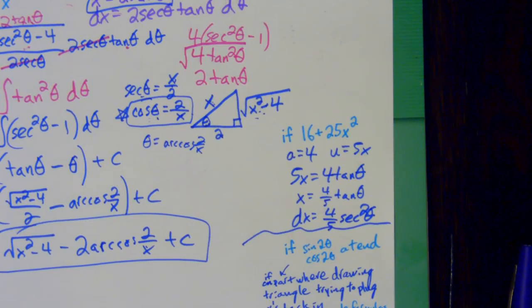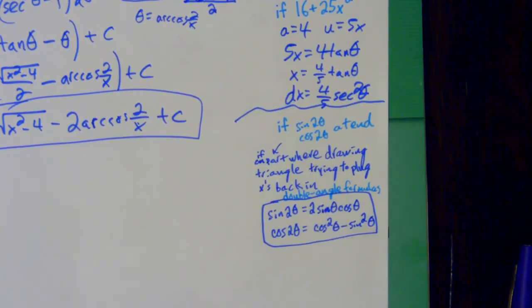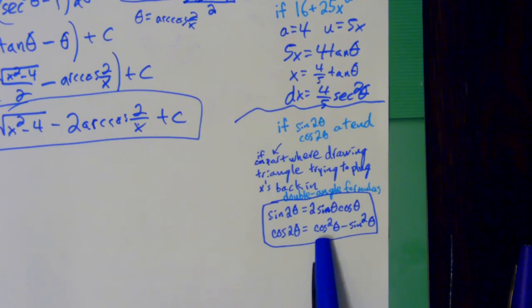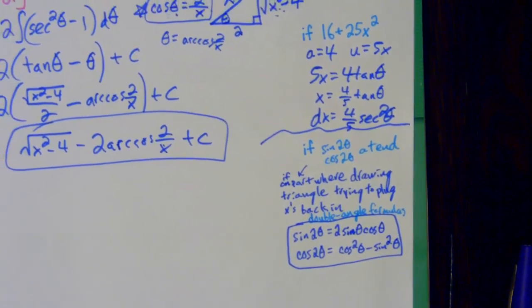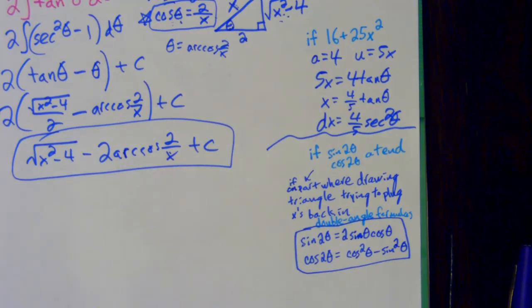Here's what I want to do. Sometimes what we're going to encounter in this section is the sine of 2 theta and the cosine of 2 theta. Now, really important. The only time I'm going to consider using these double angle formulas is if I am at the end of the problem, drawing my triangle, trying to get the x's back in. That's it, all right? You don't want to use these too soon because you're going to make the problem a lot worse and a lot more complicated, and sometimes impossible, than it needs to be, okay?